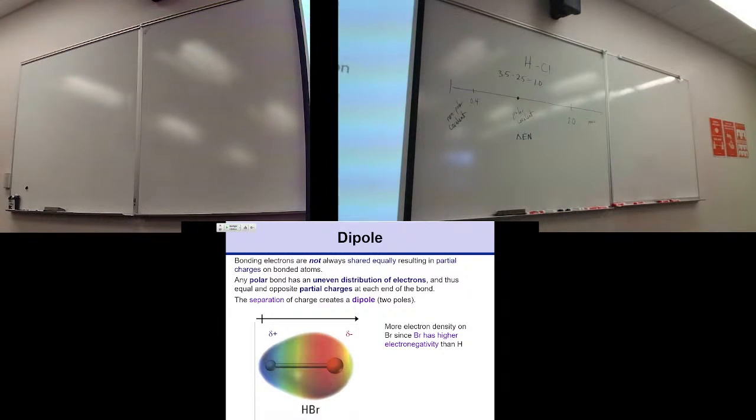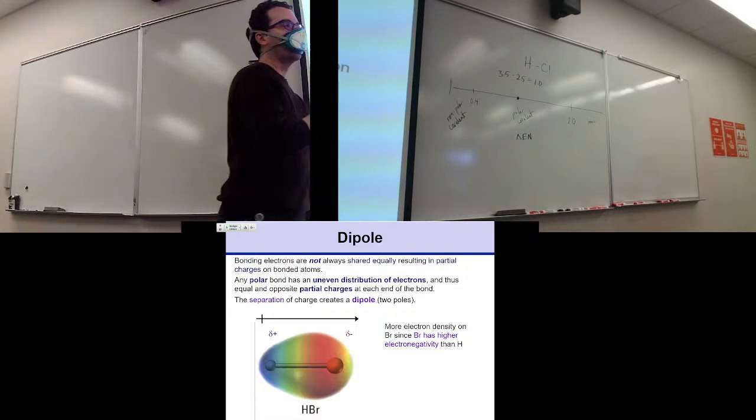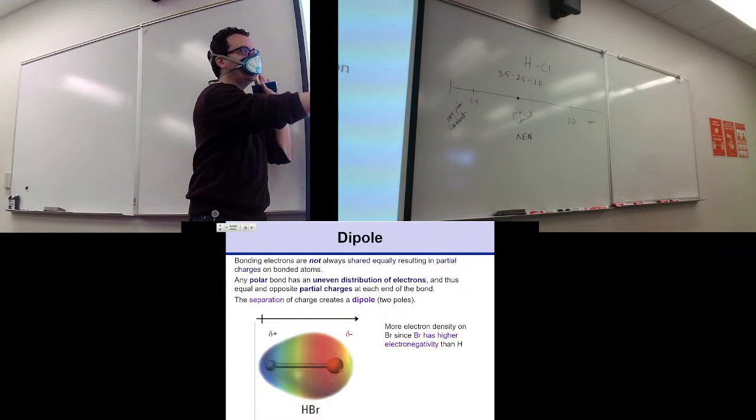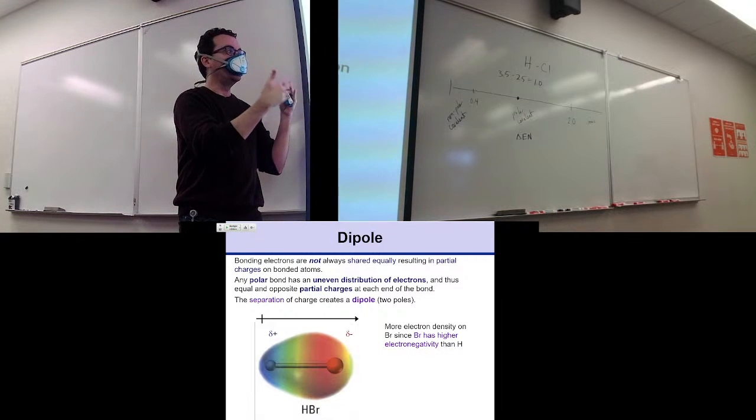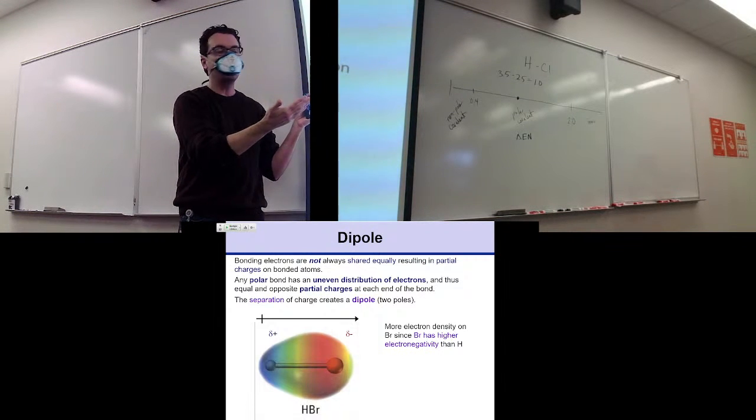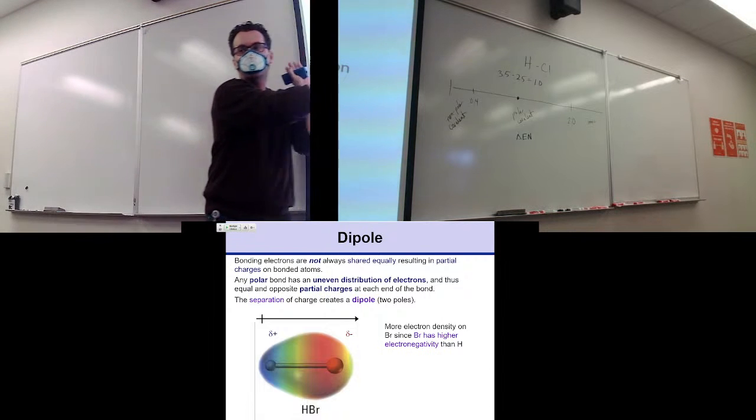The length of the arrow, and we're not going to worry about it too much, but technically the length of the arrow indicates the strength of the dipole moment. So the more polar the bond is, the bigger the arrow is going to be, or the longer it's going to be.